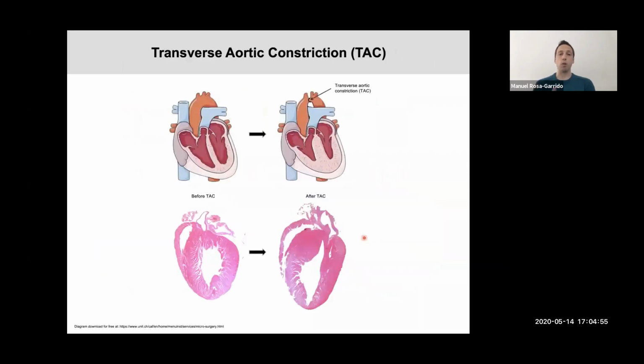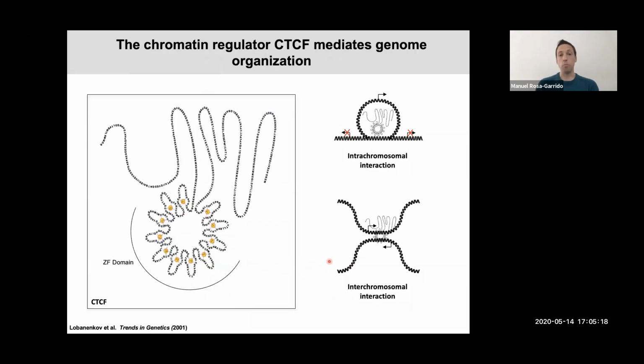So we decided to use two different models of heart failure. The first one was transverse aortic constriction. This is a pressure overload model, very well known in the field. We just perform a small knot in the aorta of the animal, and we are able to induce hypertrophy and heart failure if we wait long enough. The second model that we decided to use for this project was a cardiac-specific knockout mouse for CTCF.